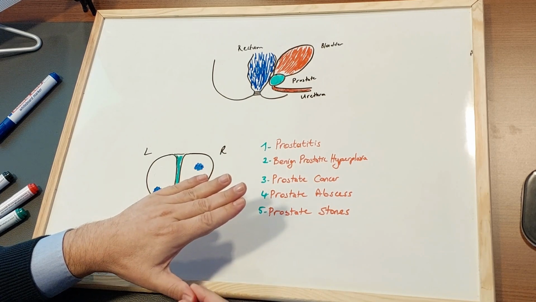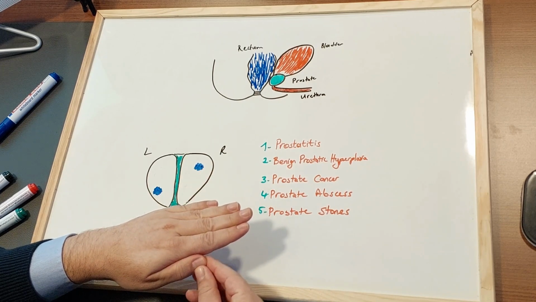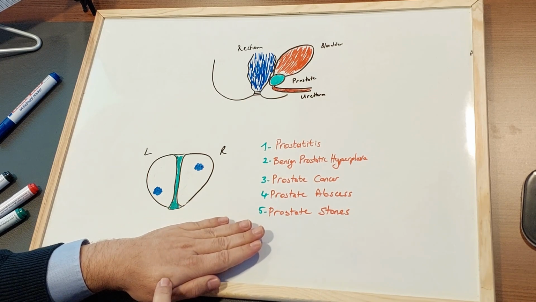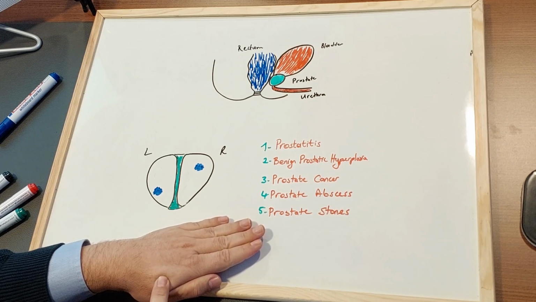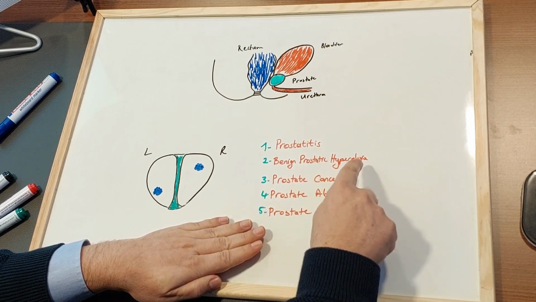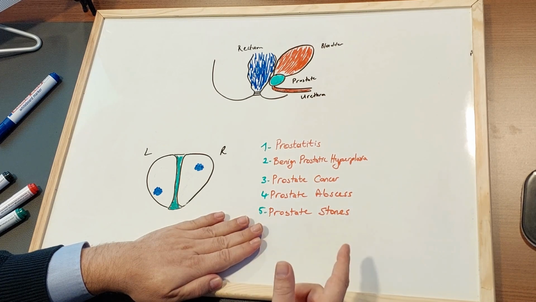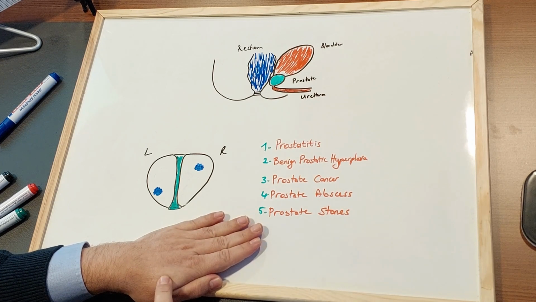This is your thumb. Close it to your index finger, squeeze a little bit, so this part becomes stiff. This is the normal stiffness of a benign prostatic hyperplasia. So when you press it, you can understand how you have to feel during your self-prostate examination. This is the normal stiffness.